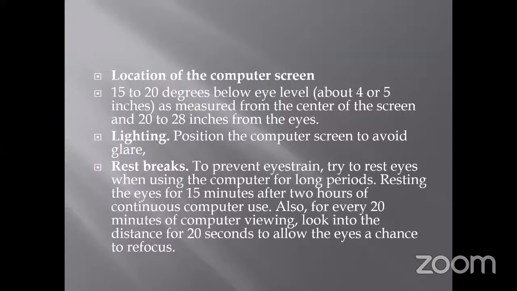So how should the computer screen be located? The computer screen should be located 15 to 20 degrees below eye level as measured from the center of the screen, and it should be 20 to 28 inches from the eyes. This is the normal location of the computer screen. And for lighting, the screen should be positioned in such a way as to avoid glare from windows and lights. Then also the 20-20-20 rule: rest breaks during long periods of continuous strain, every 20 minutes the person should have a 20-second break.